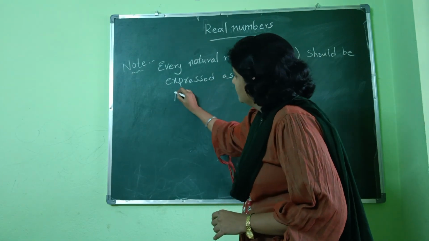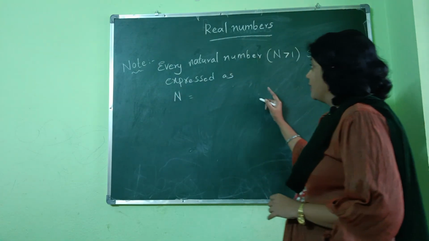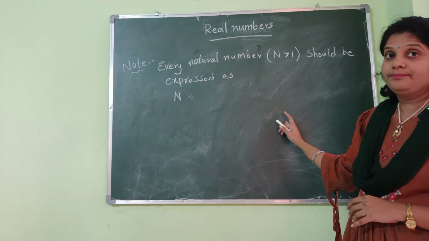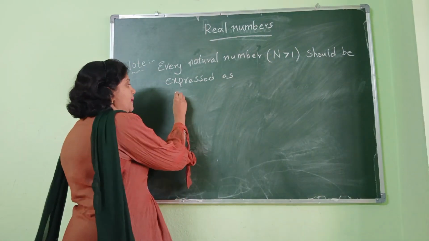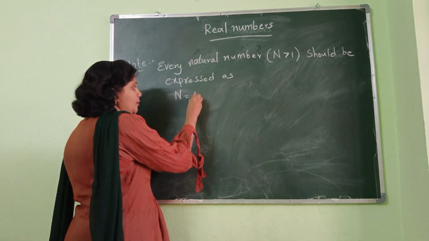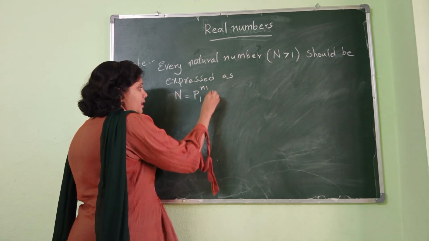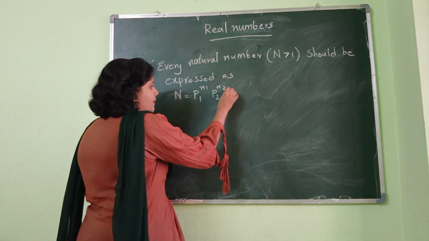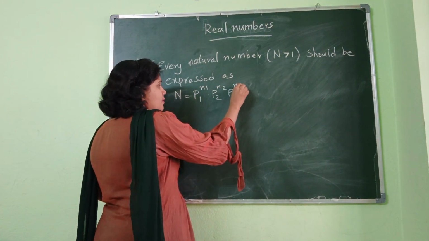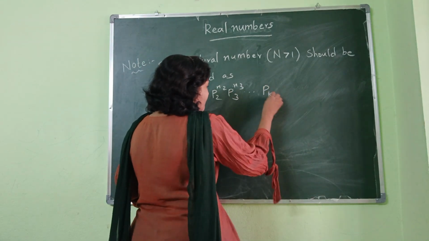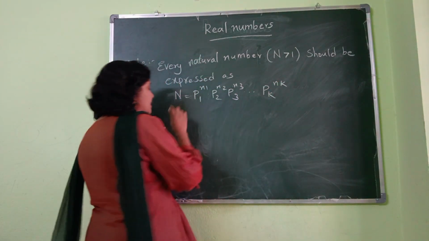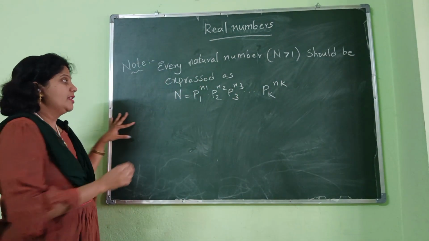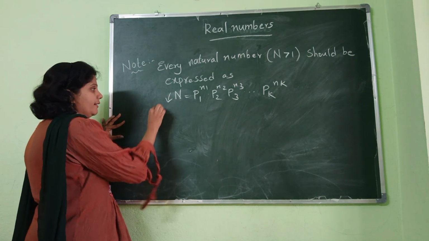n is equal to capital N. So capital N, what we are taking, greater than 1, is expressed as capital N is equal to P1^N1 P2^N2 P3^N3 and so on up to Pk^Nk. So here what is the n value? It is greater than 1, meaning it starts from 2 to infinity.